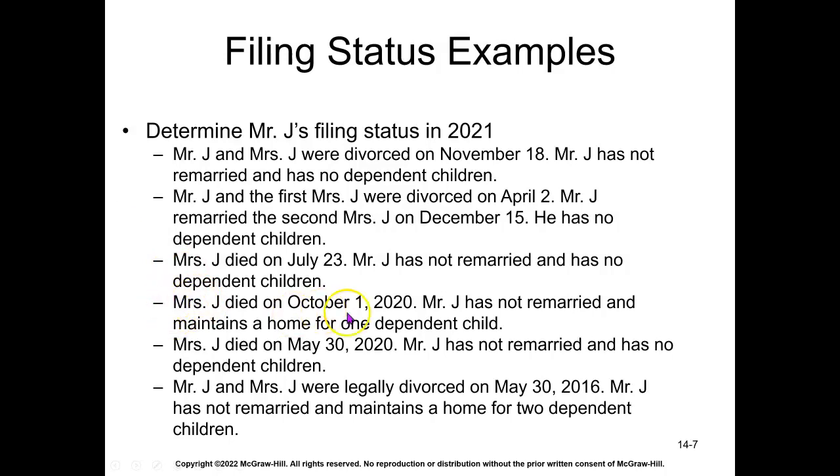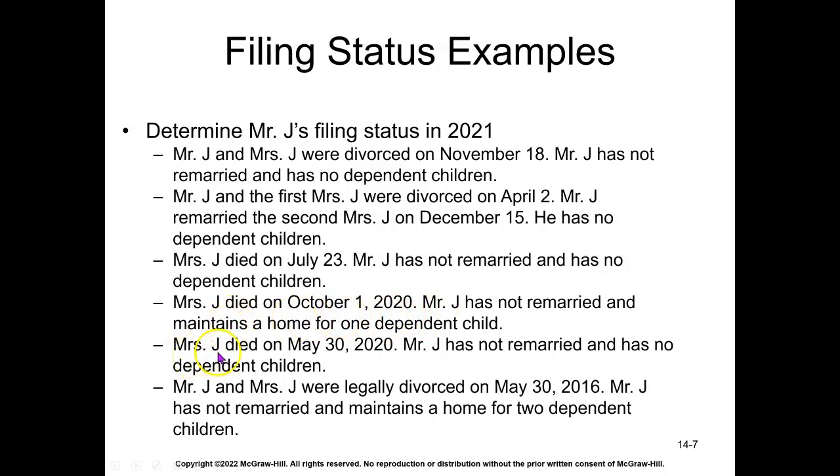Mrs. J died on October 1st, 2020, so this is the year before. Mr. J has not remarried and maintains a home for one dependent child. So he's within that 2-year limit, so he can still file as married filing jointly, or surviving spouse, however you want to look at it.